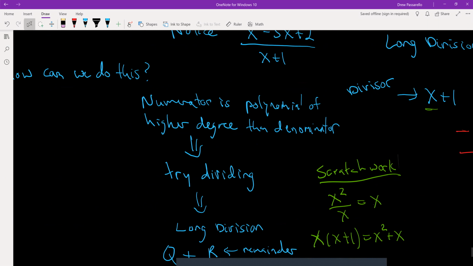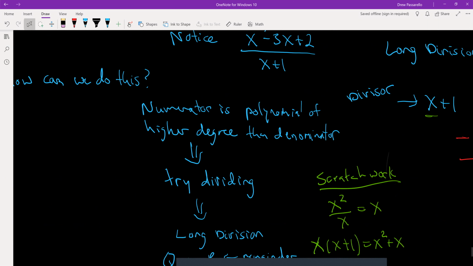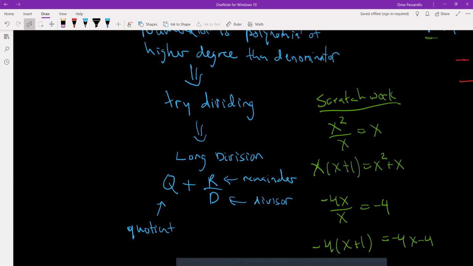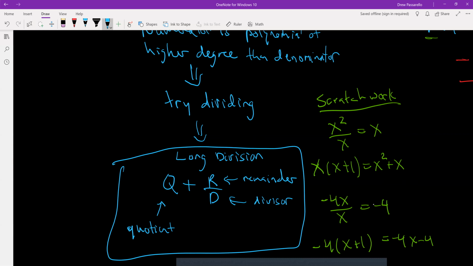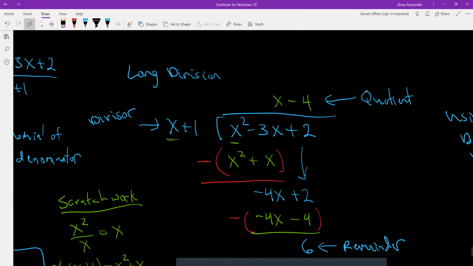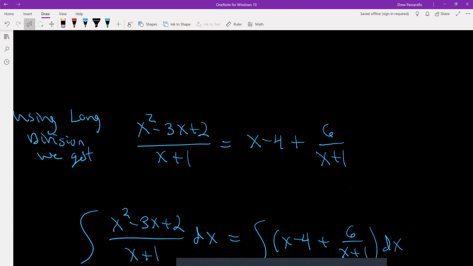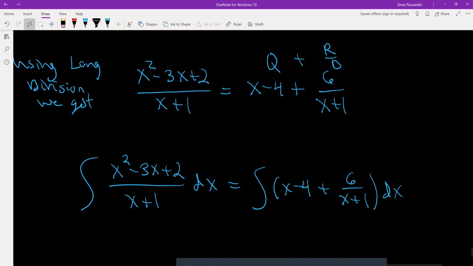It takes a good bit of work. And we decided to do the long division because the numerator has degree 2. It's a degree that's more than the denominator. And whenever you do the long division, your result is always going to be of this format: the quotient plus the remainder over the divisor. So we did this long division. The quotient is x minus 4, the remainder is 6, and our divisor is x plus 1. So I could say that's what it equals: q plus r over d. And I just put the integral signs.